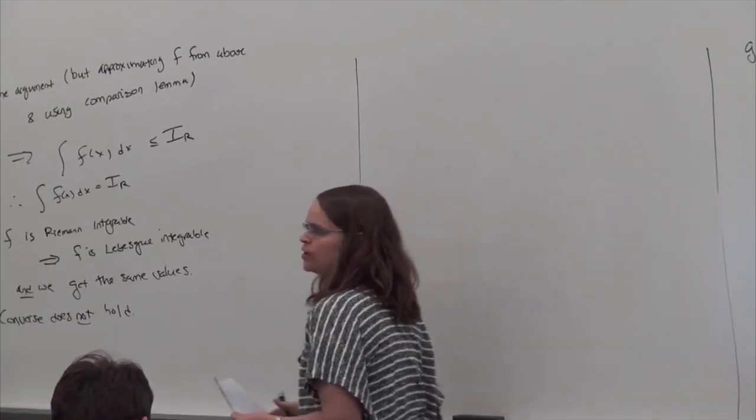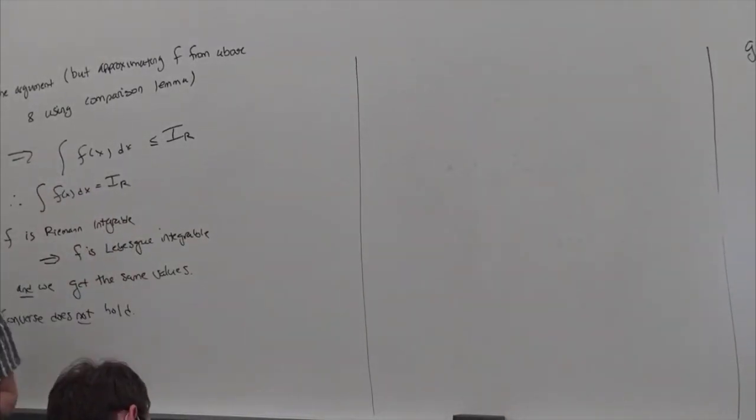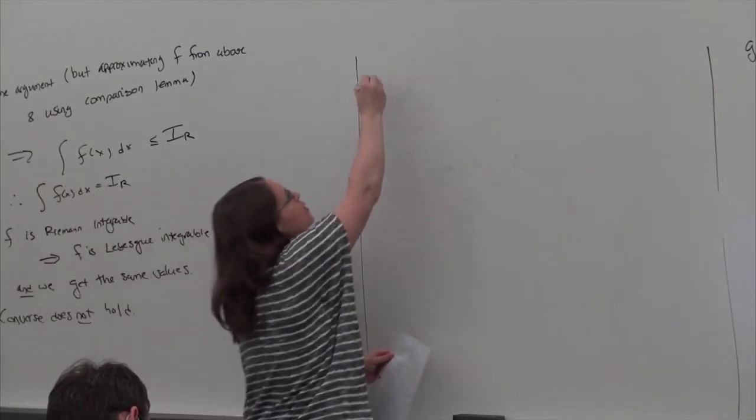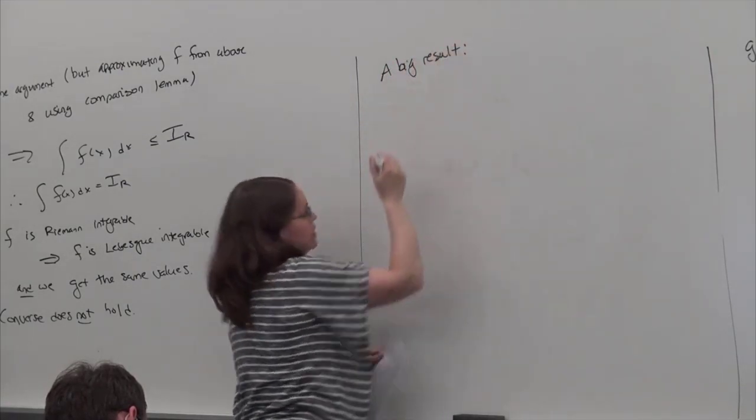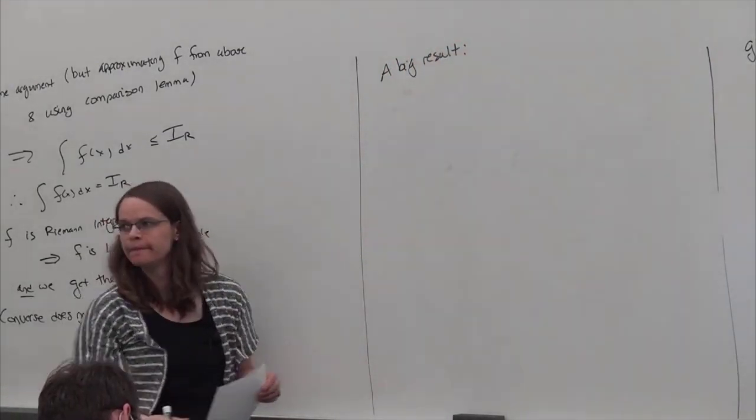All right, what else can we do here? All right, I'm basically done proving things, but I will give you a couple other little interesting nuggets. So a really important result is called the dominated convergence theorem.